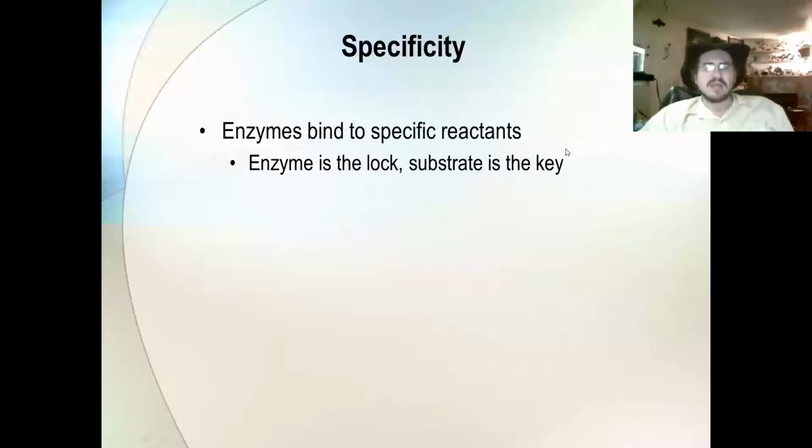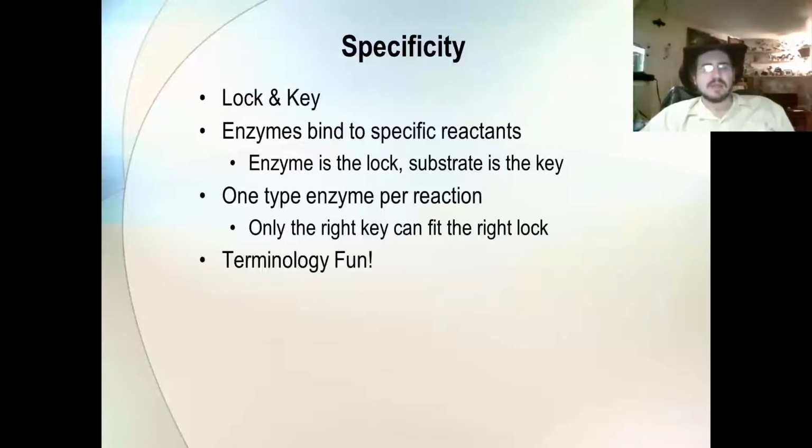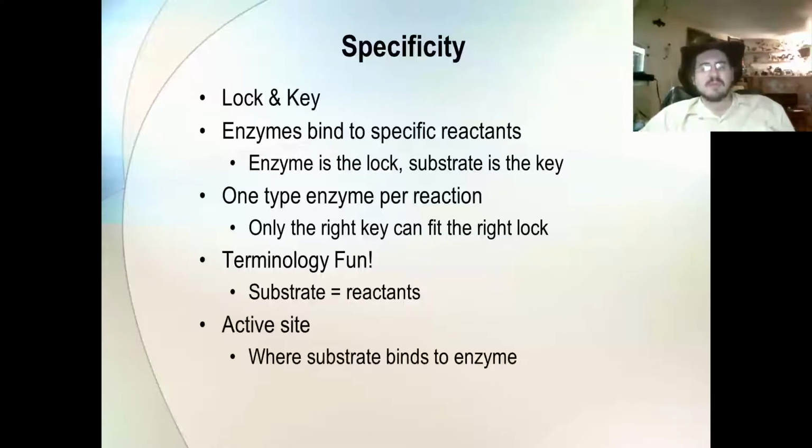So each lock is for a specific key. The enzyme is the lock and the substrate is the key. So enzymes are thought of as a lock and key system. So again, one type of enzyme per type of reaction. Only the right key can fit the right lock. Okay, and just to review, the substrate is the reactants, and the active site of the enzyme is where the substrate binds the enzyme.